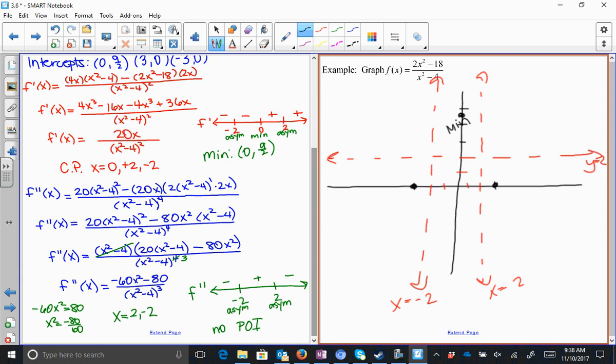Okay, so let's start to the left of negative 2. To the left of negative 2, our derivative is negative and our second derivative is negative. What does that mean? We are decreasing and concave down. We also know that our curve has to approach the asymptotes. So if we want to be decreasing and concave down, the only way to make that work is to make our curve look like that.